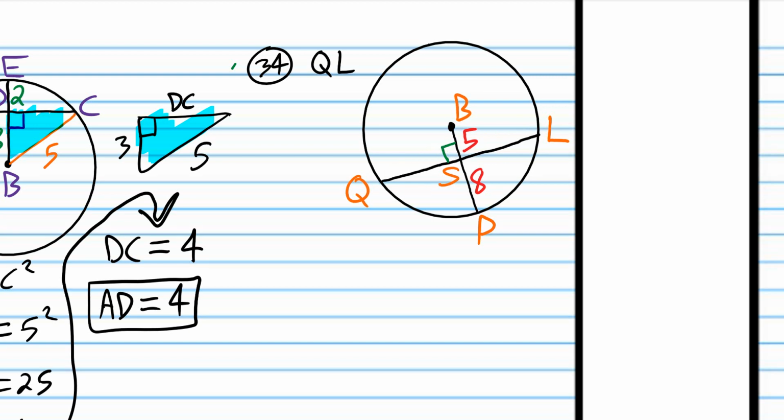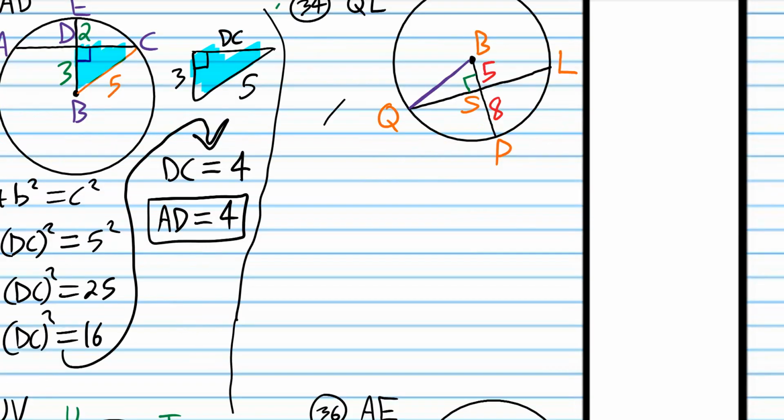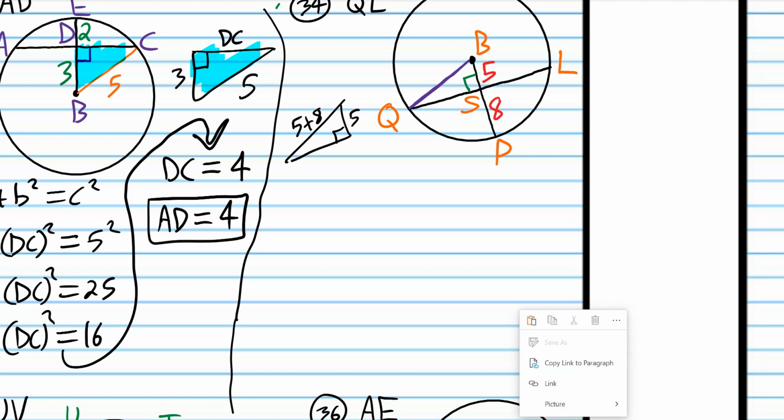So what we're going to have to do is draw a radius, and that radius, if you pull that triangle out, you have something like this, and that radius must be 5 plus 8. 5 plus 8. And this side is 5. If you see what's going on there, this is really not that difficult. But if you don't see that, this is going to be challenging.